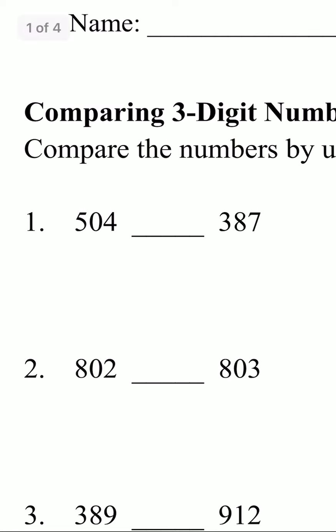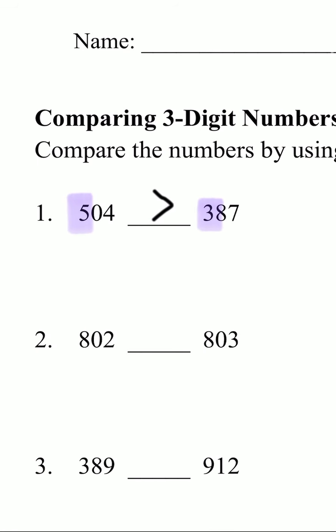So when we look at it, we know that 5 is bigger than 3, right? So we're gonna put the greater than sign. So 504 is greater than 387.